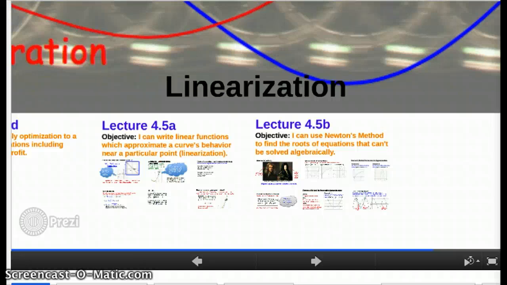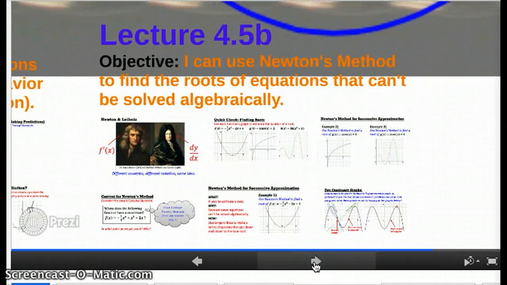Welcome back. In yesterday's video, I introduced you to a skill called linearization, where we found the equation of a tangent line, and we used it to approximate a curved function. Today, in lecture 4.5b, we're going to see another application of drawing tangent lines. It's called Newton's method. By the end of this video, you should be able to use Newton's method to find the roots of equations that can't be solved algebraically.